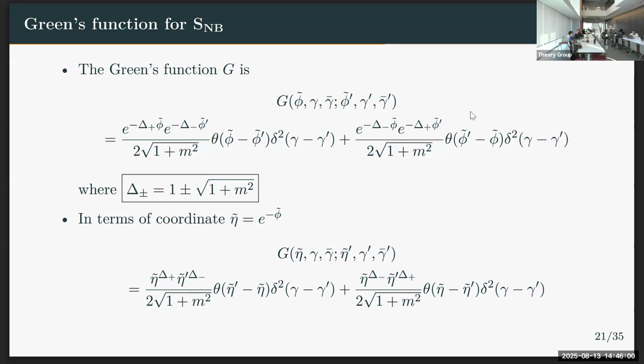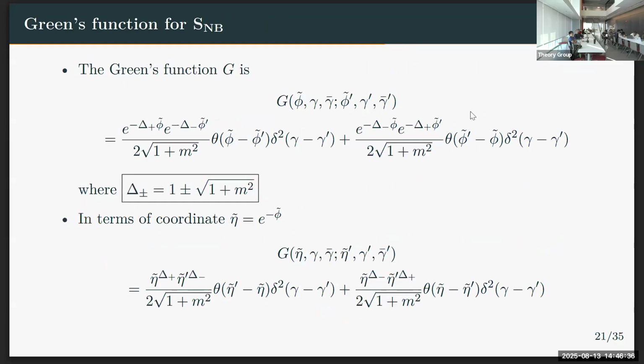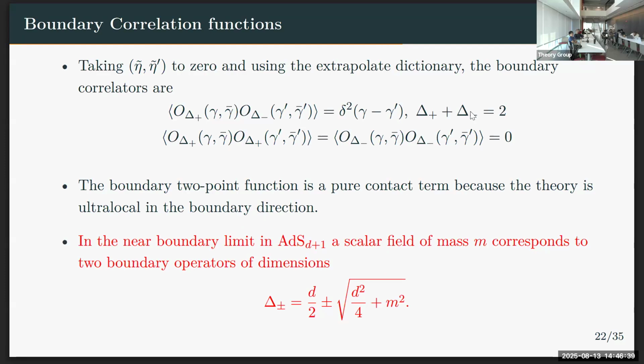So if I want to transfer this expression back to eta tilde in our old coordinate, it will look something like this: eta tilde to the delta plus and eta tilde prime to the delta minus. These are the conformal factors in front of this expression. Now I want to define the holographic extrapolate dictionary that people usually define. So I can write these scalar fields as some sort of scaling in this eta tilde, and some boundary operators.